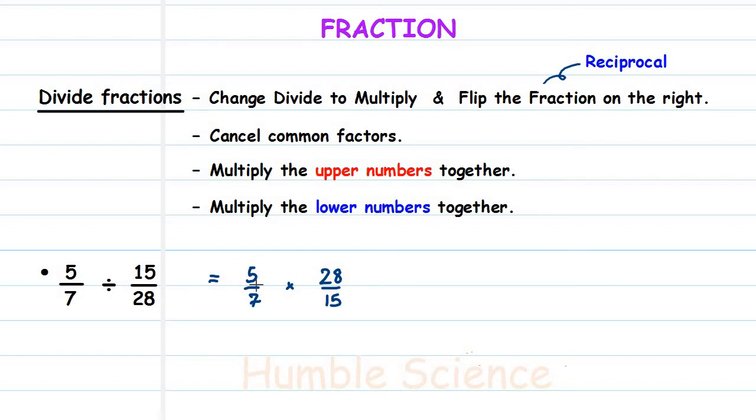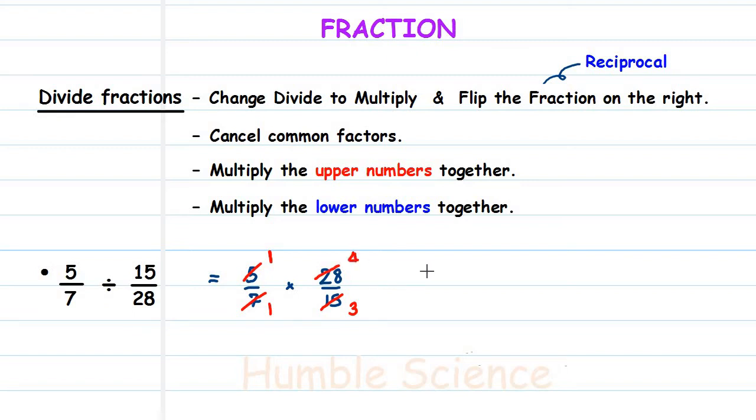For the upper number 5 and the lower number 15, they share a common factor, which is 5. 5 divided by 5 will be 1. 15 divided by 5 will be 3. And for the lower number 7 and the upper number 28, they also share a common factor, which is 7. 7 divided by 7 will be 1. 28 divided by 7 will be 4.